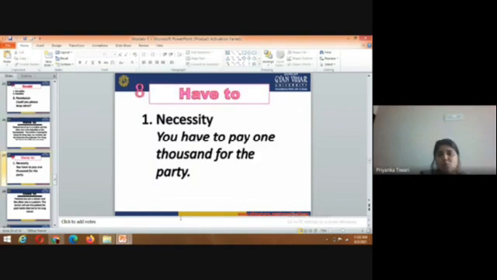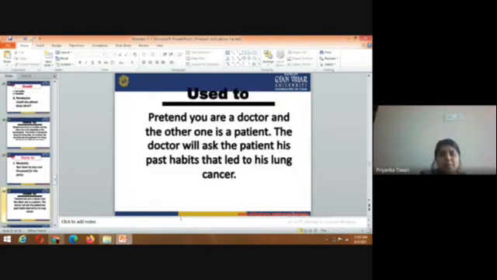Have to means necessity. You have to pay 1,000 for the party. So we can simply say that a person can live up to 20 years. English can be learnt in 6 months. Earthquakes can cause a lot of damage. Accidents can happen at any time.